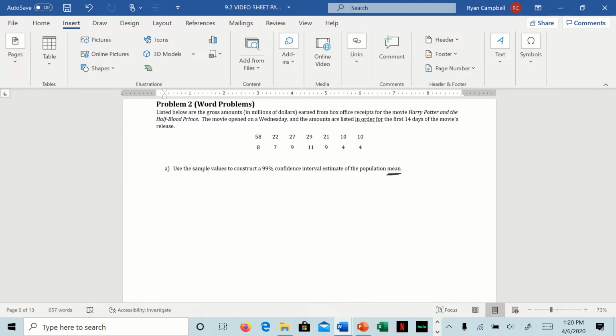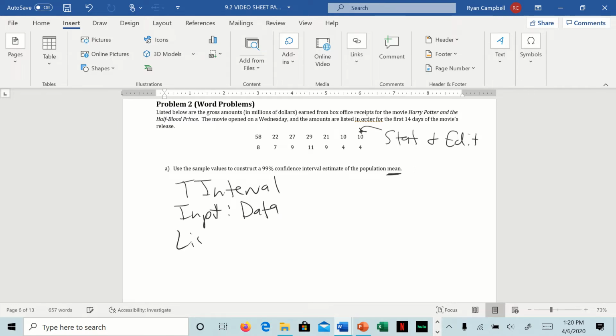They didn't give us statistics this time, so we're going to have to put this into our calculator. Anytime you put something into your calculator, remember you're going to stat edit. Type all of this into one list, because we're just dealing with one list here. After you do that, we're going to go to T interval. The input this time is going to be data, because we were given data. So the list is L1.